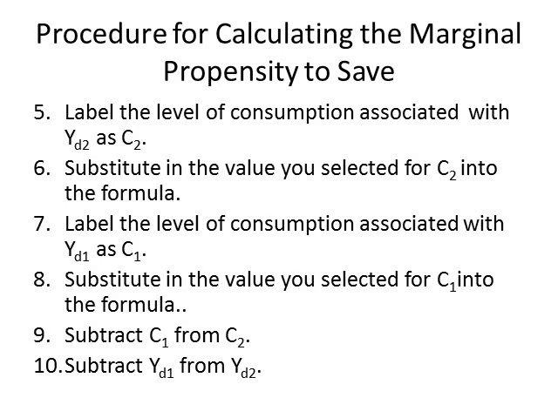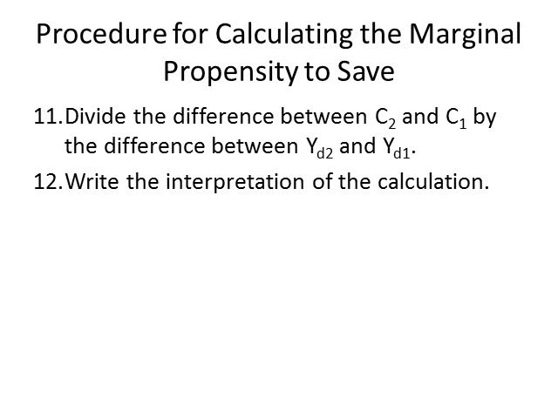6. Label the level of consumption associated with Y2 as C2. Substitute the value you selected for C2 into the formula. 7. Select the level of consumption associated with Y1 and label it as C1. Substitute the value you selected for C1 into the formula. 8. Subtract C1 from C2. Subtract Y1 from Y2. 9. Divide the difference between C2 and C1 by the difference in Y2 and Y1, and then write the interpretation of the calculation.